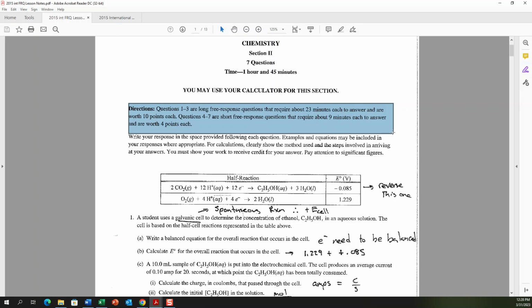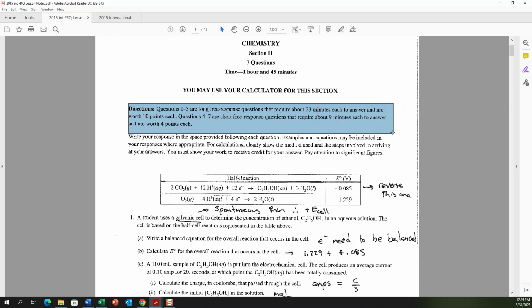You can get 10 points apiece for questions 1 through 3. That means 30 total points, so 30 out of the 46 points are in questions 1 through 3. They're telling you to budget around 23 minutes per question: 23 minutes for question 1, 23 minutes for question 2, 23 minutes for question 3.